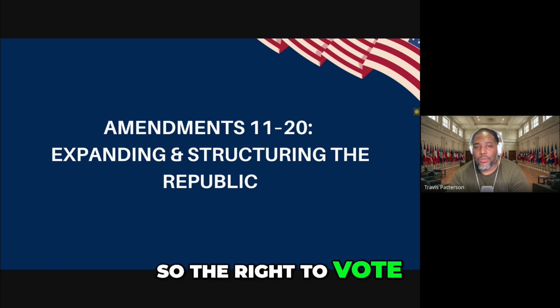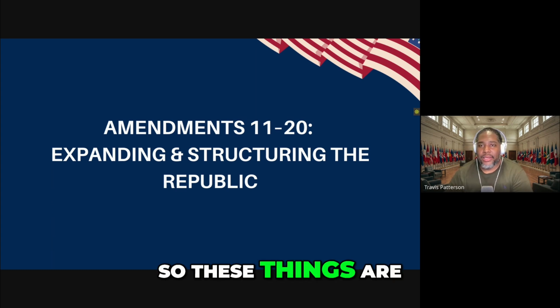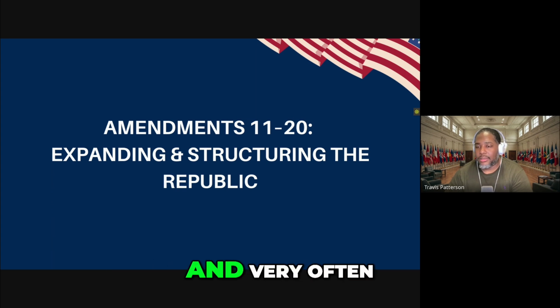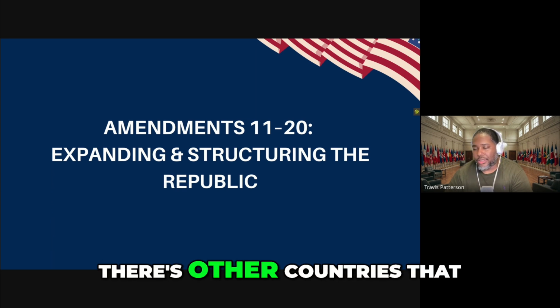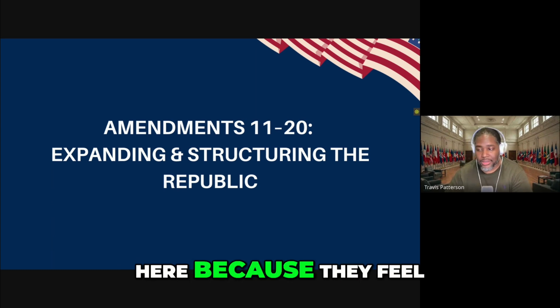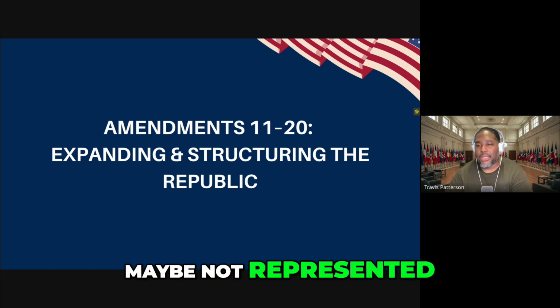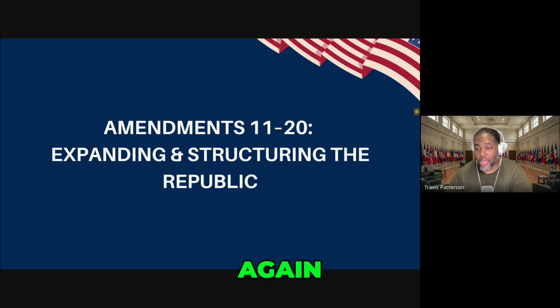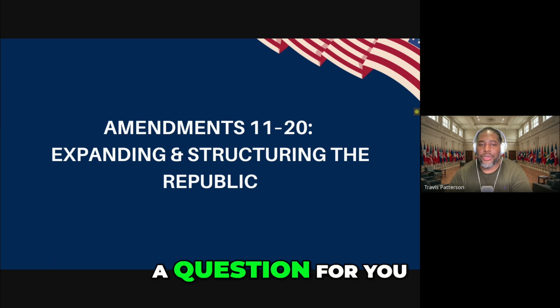All right, so the 19th Amendment, women's suffrage, so the right to vote. The 26th Amendment, vote at 18. So these things are helpful when it comes to societal evolution for the United States, and very often they do come up. There's other countries' people who come here because we have better rights. There's people who leave here because maybe they're not represented. So depending on the country, that's your opportunity to again learn.